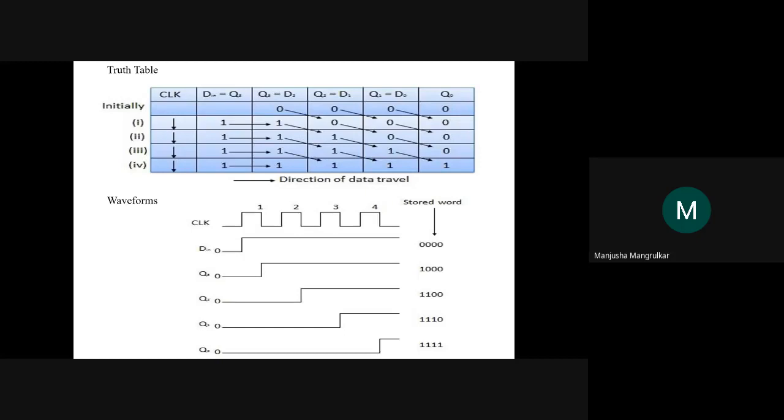When it is the third clock pulse, all three are 1. This is Q3, Q2, Q1. Only Q0 is. In the last clock pulse, your Q3, Q2, Q1, and Q0 all are 0. All pulses are 0 because you can change.